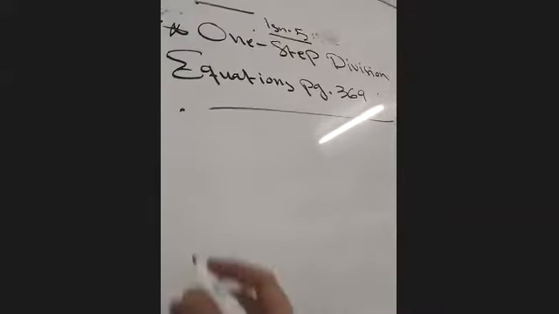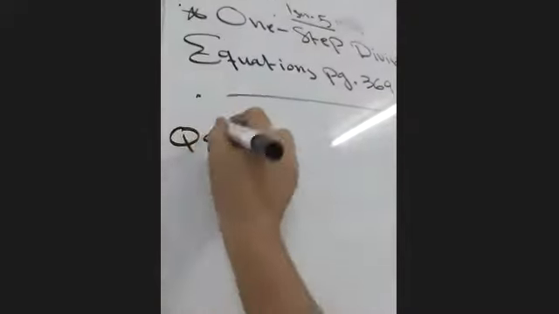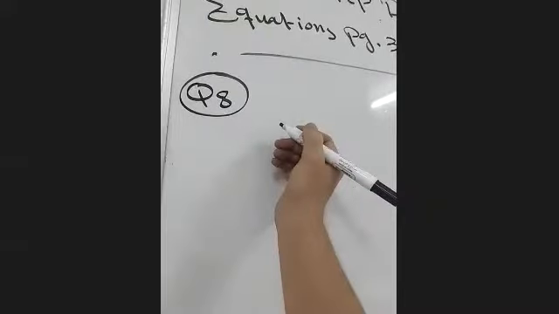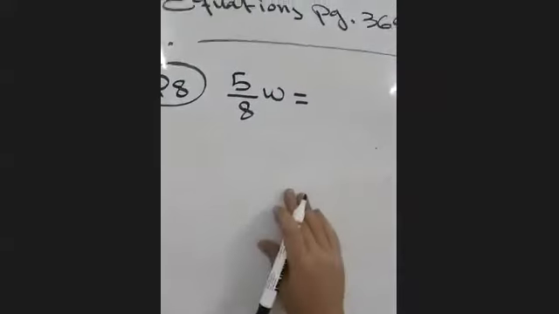Isam, do you have a question? You put your hand up. Which question? Question 8 in the homework, right? What's the equation? Tell me. 5 over 8 W equals 1/2.